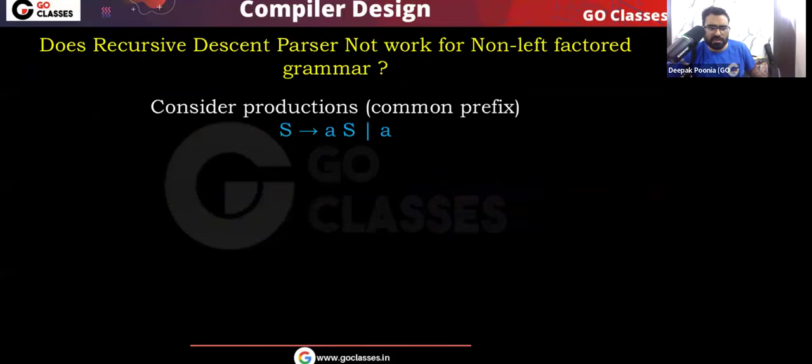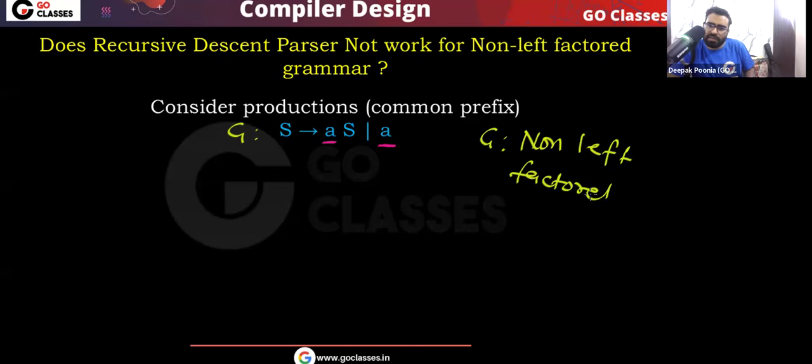You can see, consider this grammar. You can notice this grammar is non-left factored because there is a common prefix, yes or no? So I can say that this grammar is non-left factored. This grammar G is non-left factored. Now you tell me, that's fine. This is a non-left factored grammar, that's fine.